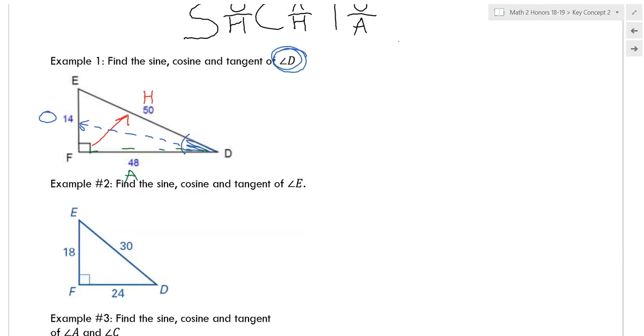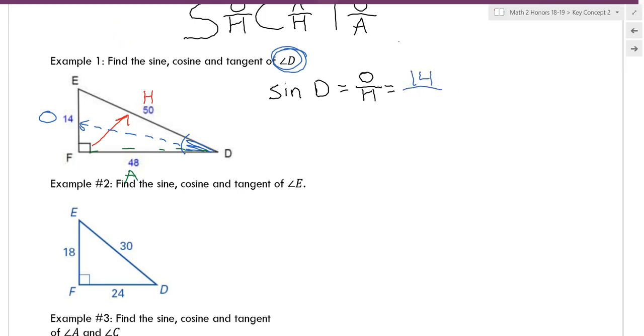So the first thing we are doing is finding the sine of angle D, right? So that's sine of D. And again, the definition of sine is opposite over hypotenuse. And my opposite side is 14, and my hypotenuse is 50. Okay.